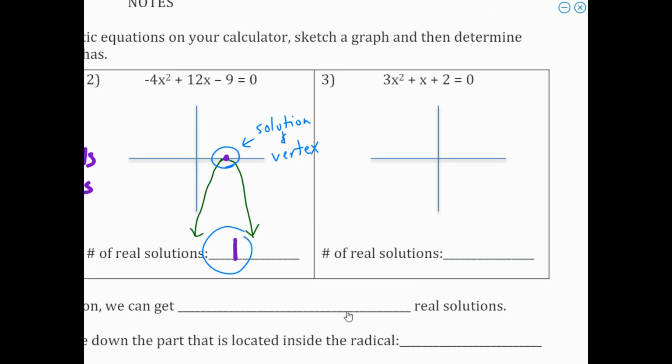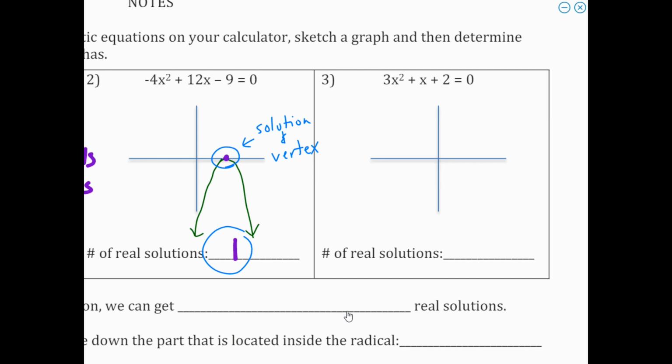Is it always like that if it's a negative? It'll always be 1 solution as the vertex? No, not necessarily. If the A is negative, no. The negative A just tells you it's upside down. Oh, okay.